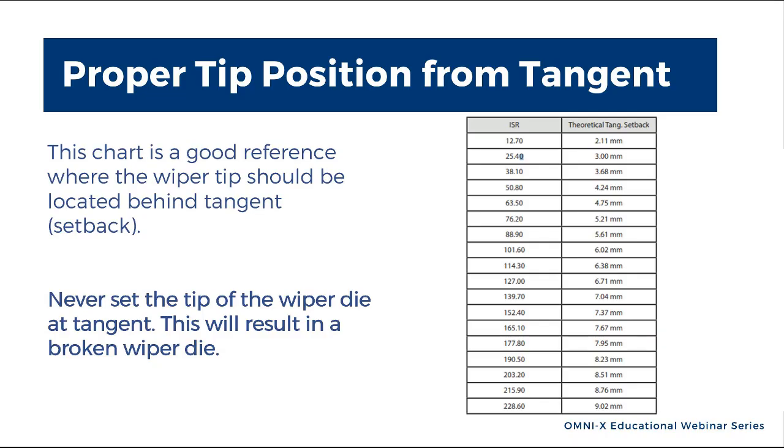That was a general overview of how to set up wiper dies. Now we're moving on to wiper tip positioning. This chart is a good reference where the wiper tip should be located behind tangent. To re-illustrate once more, never set the tip of the wiper at tangent. This will result in a broken tip. This chart attached shows dimensions where the wiper tip should be located behind tangent. You can contact us and get this dimension if needed.